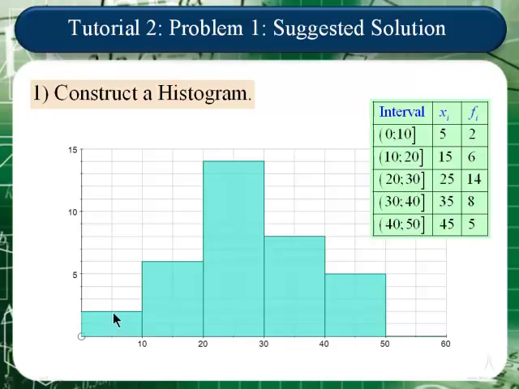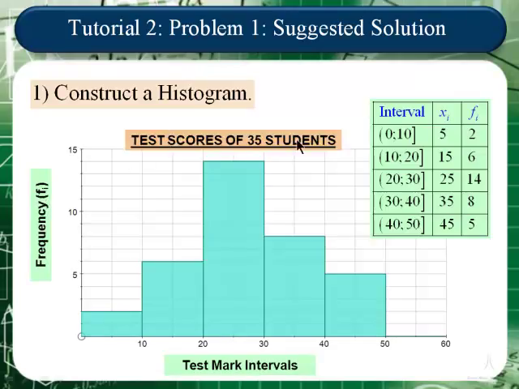So the first column is 2 units high, the second column 6 units high, the third one 14 units high, the next one 8 units high, and the last column 5 units high. Then we need to label it properly. Now on the horizontal axis we have test mark intervals, while on the vertical axis we have the frequencies for each class, and then we must have a proper label at the top, namely test scores of 35 students, as a suitable heading.